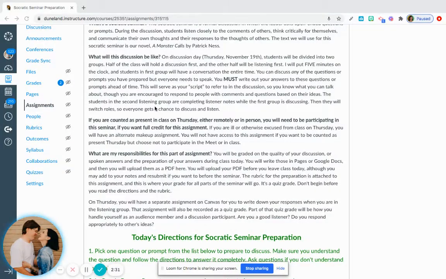The students in the second listening group will have a listener note sheet while the first group is discussing. So for example, if you're in the first group, you have your written response that you can read, but you're also listening and responding back to other classmates. If you're in the second group, you are not speaking, but you are filling out a sheet. Then you will switch roles, so that everybody gets a chance to discuss and everybody gets a chance to listen.